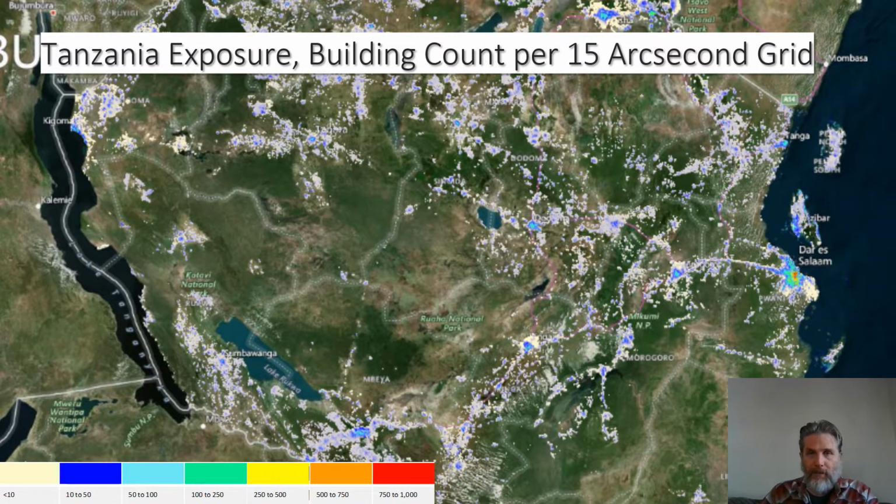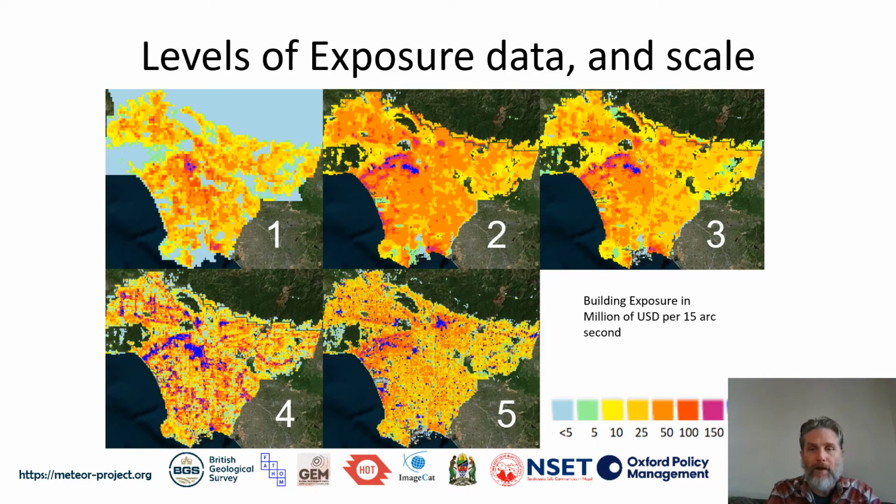And here's another example for Tanzania. It just has the raw count of the buildings throughout the area, and you can see the urban areas such as Dar es Salaam might be quite intense in terms of the number of buildings, and then it's distributed all throughout the country, throughout the various rural areas. And in this case, in both cases actually, it's a 15 arc second, which equates approximately to 500 meters, depending where you are in the world.